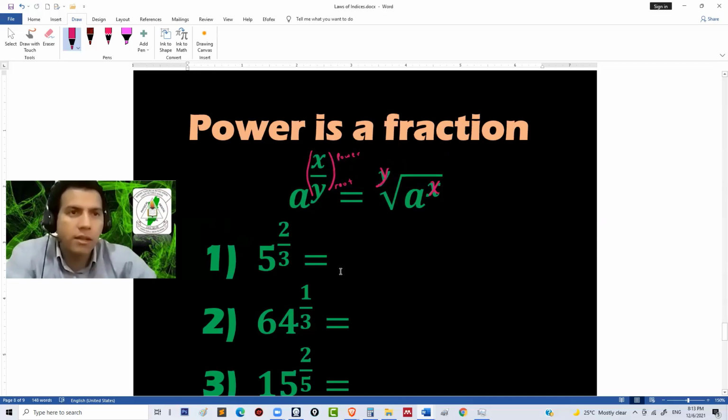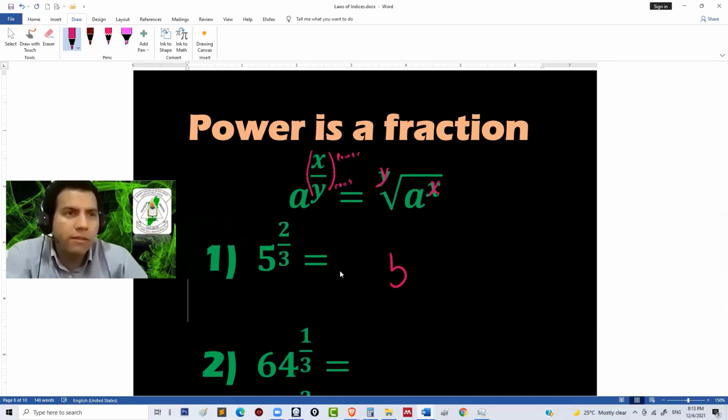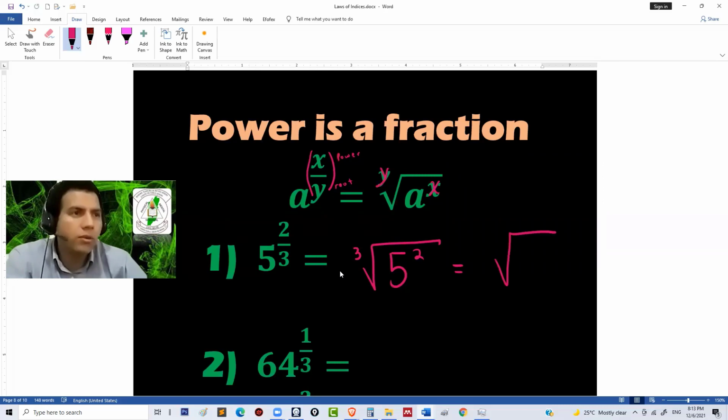So let's solve this problem here. We write 5, we write the root symbol, the 2 goes inside and the 3 goes outside. We have to do what's inside first. So 5 squared is 25. Now we need to do the third root of 25.